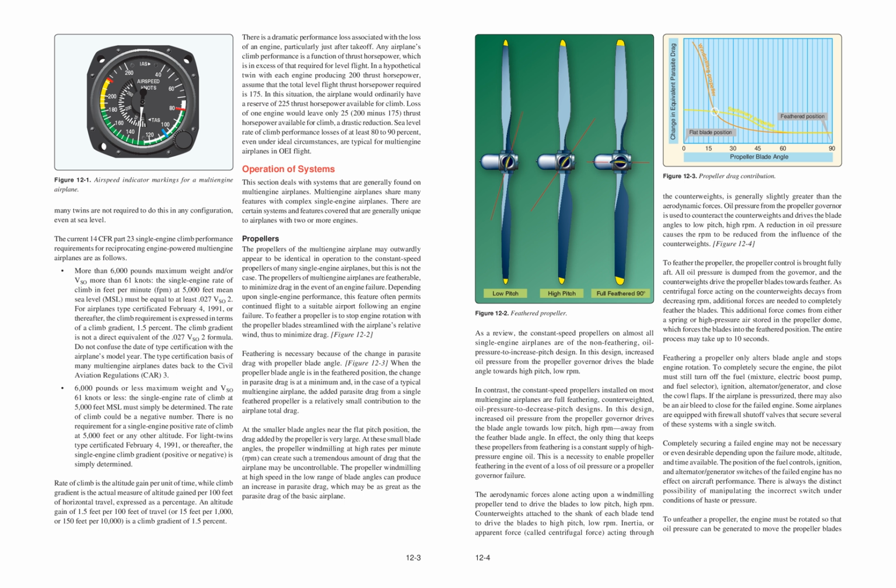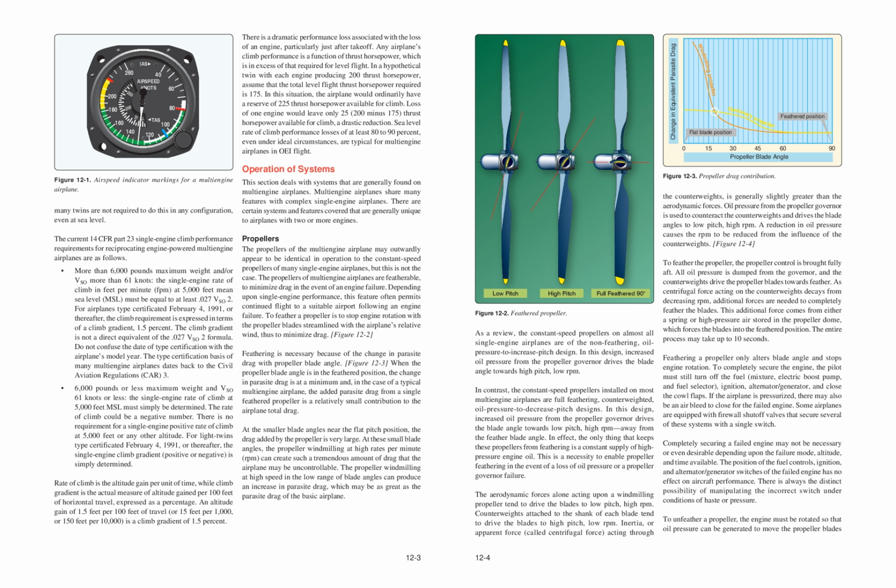In contrast, the constant speed propellers installed on most multi-engine airplanes are full feathering, counterweighted, oil pressure to decrease pitch designs. In this design, increased oil pressure from the propeller governor drives the blade angle towards low pitch, high RPM, away from the feather blade angle. In effect, the only thing that keeps these propellers from feathering is a constant supply of high-pressure engine oil. This is a necessity to enable propeller feathering in the event of a loss of oil pressure or propeller governor failure. The aerodynamic forces alone acting upon a windmilling propeller tend to drive the blades to low pitch, high RPM.